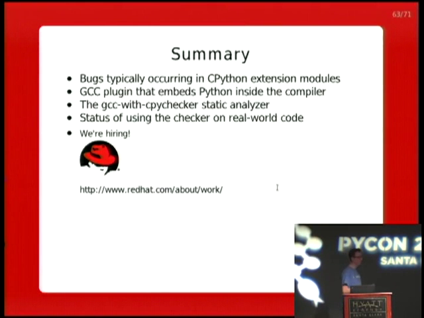I've given a tour of the bugs that typically occur in CPython extension code. Then I described the GCC plugin I've written that embeds Python inside GCC and thus lets you very easily hack on the insides of the compiler. And then the code that I've used to build a general purpose static analysis tool in Python running inside GCC. And finally, the pluggability, and how I've then used that to build a static analysis engine for reference counting. So there's a whole bunch of different places where this is pluggable and hackable from Python, and also how I've used it on all this real world code.